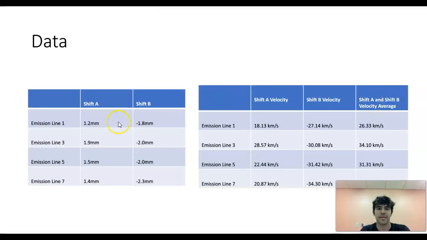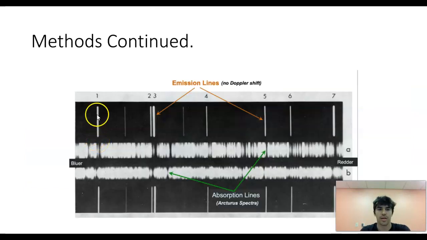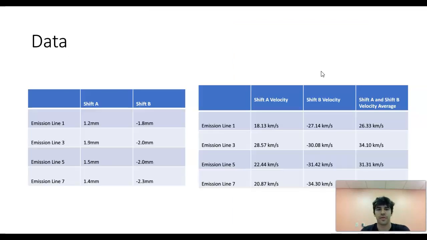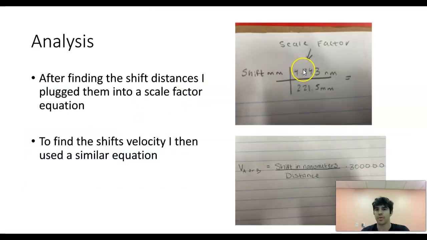So the data, like I said, the first thing I did was measure the emission lines. So I got 1.2, 1.9, 1.5, and so forth for measuring the distance between this white line and these black lines down here. The next thing I did was plug those lines into the scale factor equation, which I talked about earlier, so I could convert it into nanometers. For example, for the first one, I would plug 1.2 millimeters from Shift A into this equation. I would multiply it by the scale factor, which would be 4.743 nanometers divided by 221.5 millimeters. Now I convert it into nanometers.